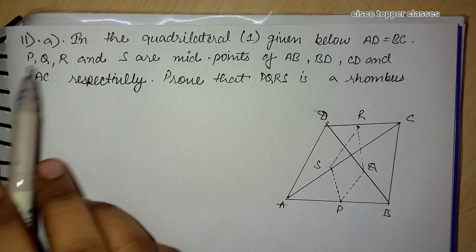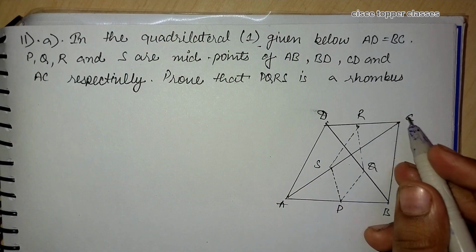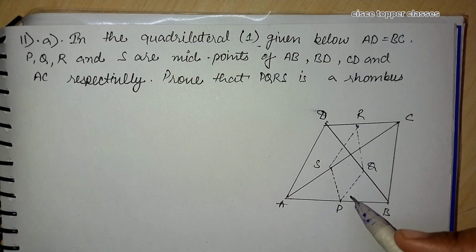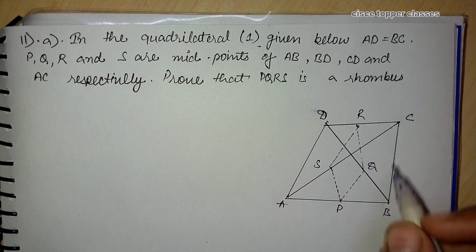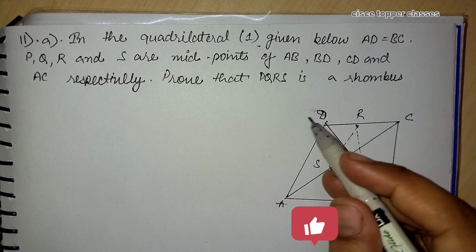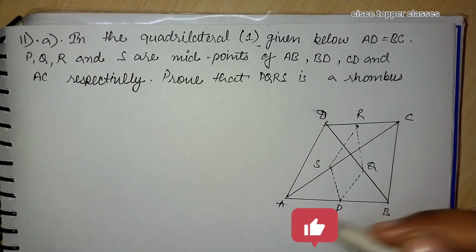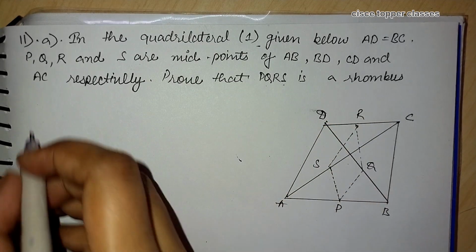Now let us solve the 11th first part. In the quadrilateral given below, AD is equal to BC and PQRS are the midpoints of AB, BD, CD, and AC. So we have to prove that PQRS is a rhombus.